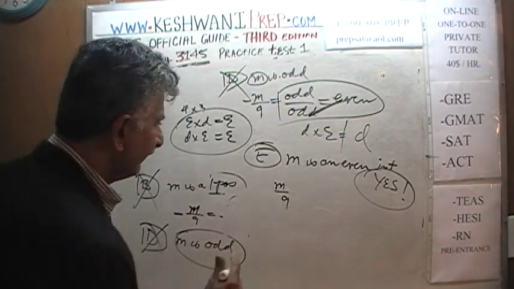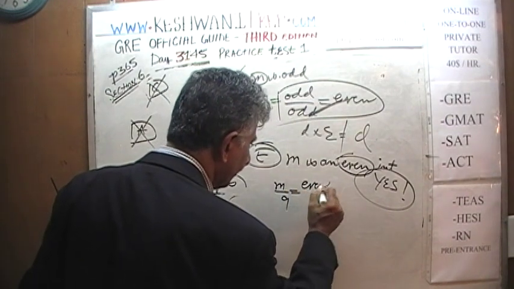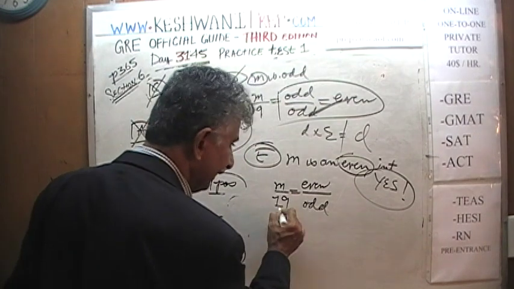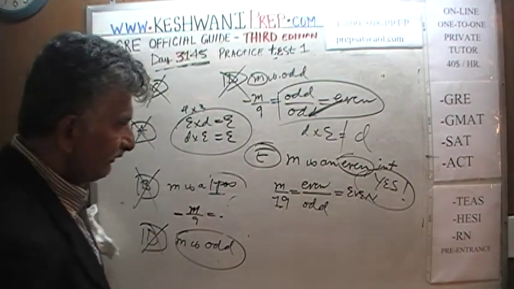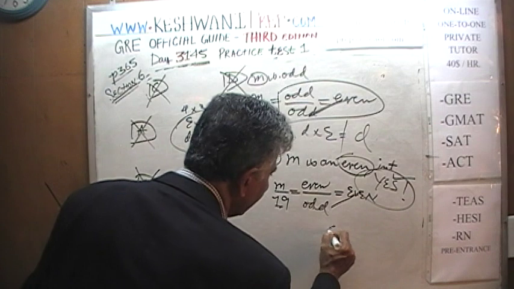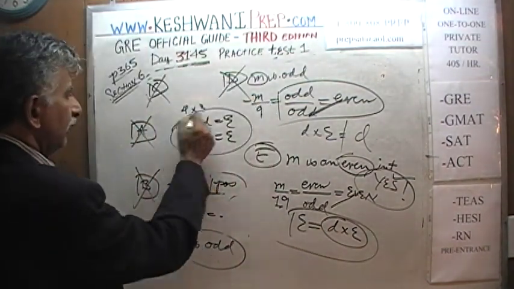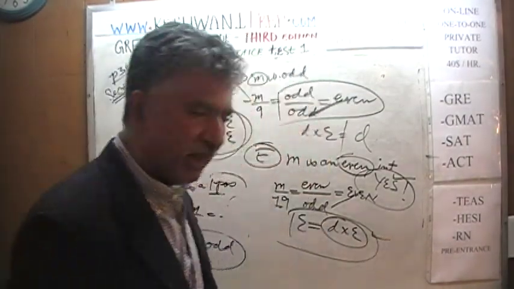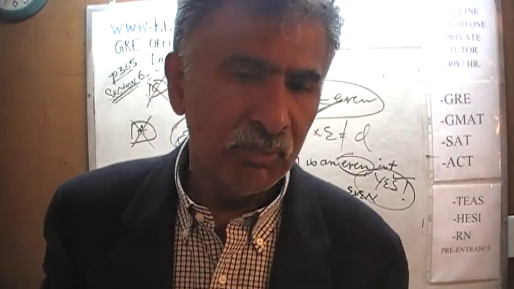What matters here is that it says M is an even integer. If M is even, and if the bottom number is odd, which 9 is or 19 is, will it result in even? And the answer is yes, it will result in even, because if you cross multiply, what you end up with here is odd times even, of course, is even. Right here, odd times even is even. So that is always true. The top number would have to be an even number. That's the only way, when we divide it by 19 or 9 or something, we're going to get an even quantity.